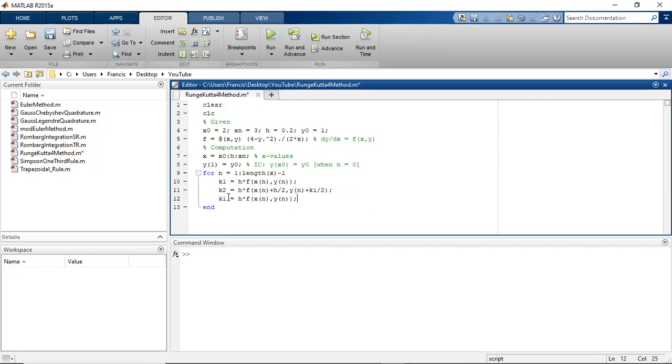Proceed and go to k3. k3 is h times f of x_n plus h over 2, and here we are adding k2 over 2 to y_n. And lastly, k4. That is h times f of x_n plus h, y_n plus k3. Once you know k1 all the way up to k4, you can now compute k, which is equal to 1 over 6 times k1 plus 2 times k2 plus 2 times k3, then plus k4. That's how to find k. You can keep the tabs.